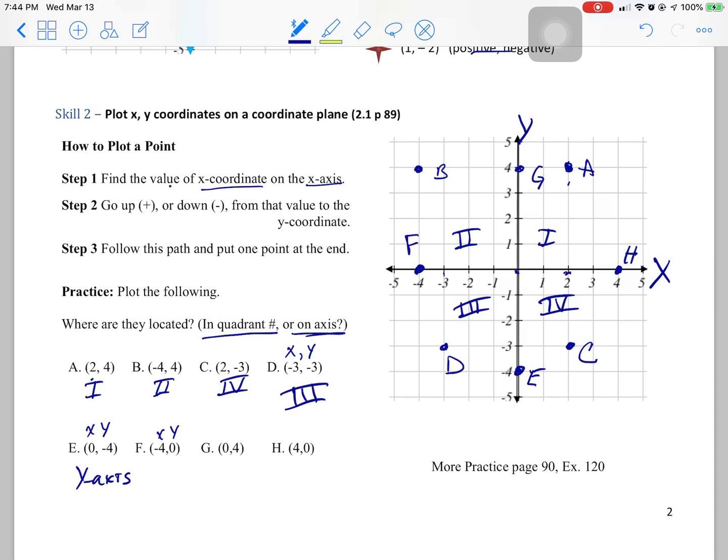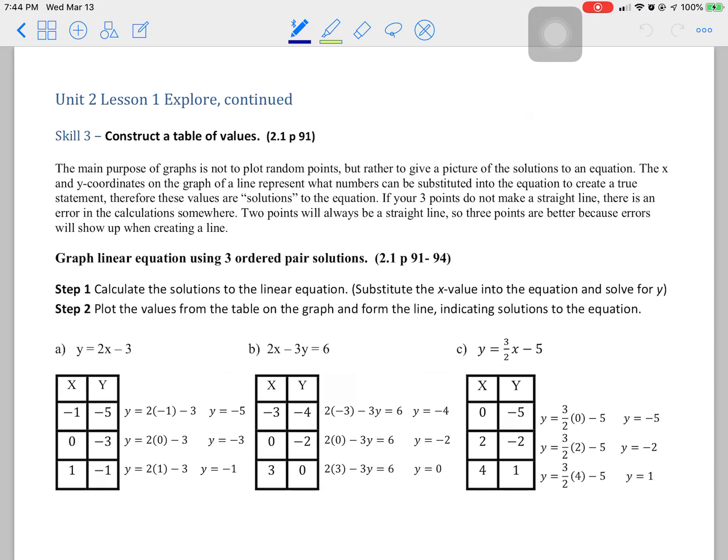So let's see. F was on the x-axis. G was on the y-axis. And H was on the x-axis. Okay, more practice in the algebra book, page 120, if you want some more practice doing that. All right, so then we talked about tables.